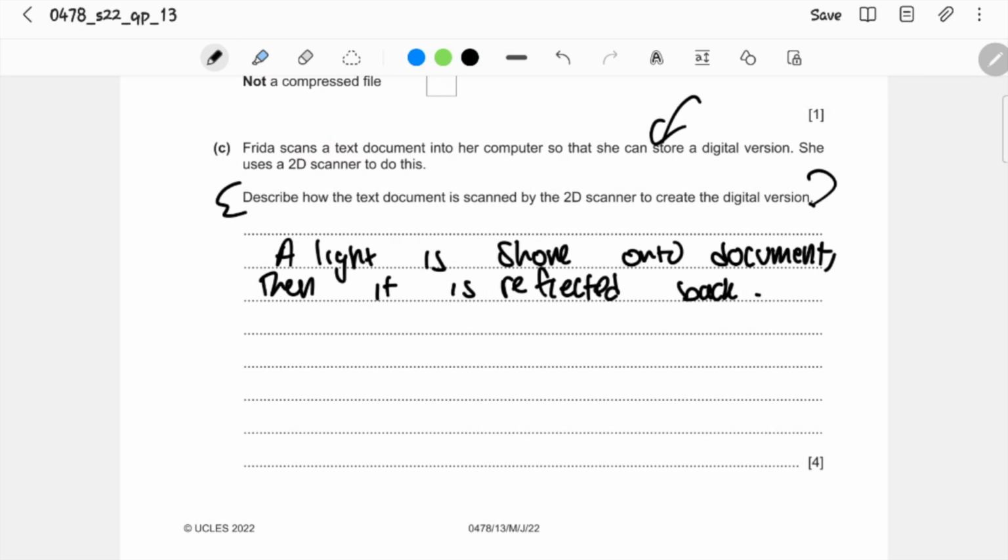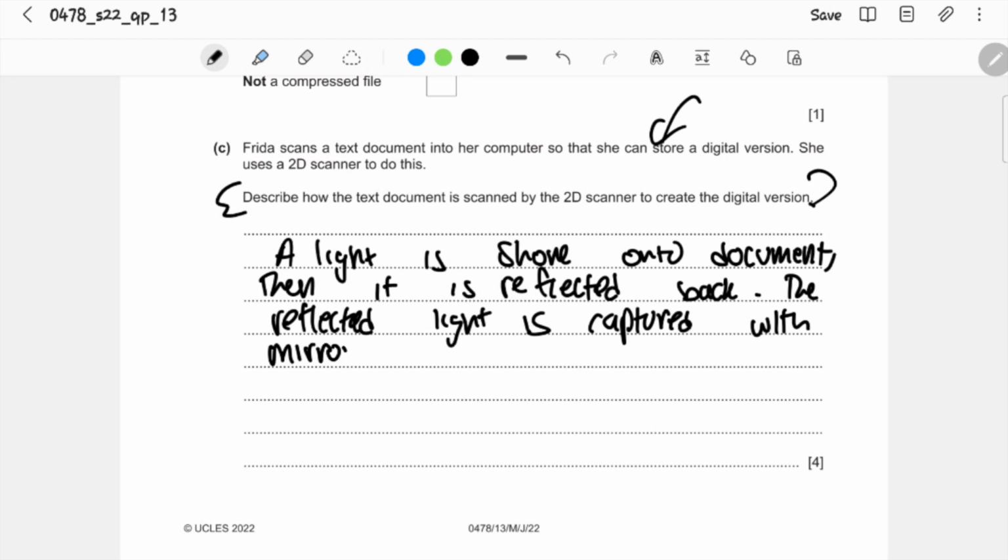Then what can you say? The reflected light is captured with mirrors and lenses and is converted. Now this you just have to cram. I can't explain this, right? You're supposed to cram all input and output devices.